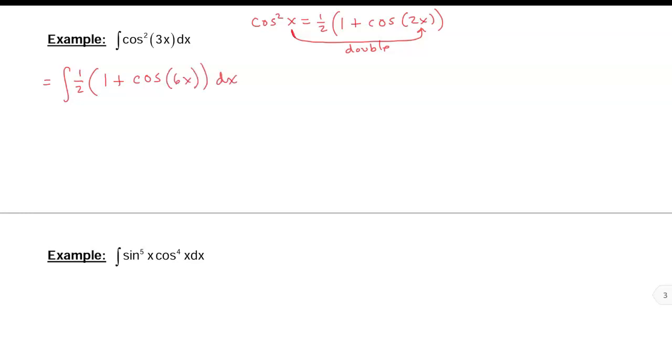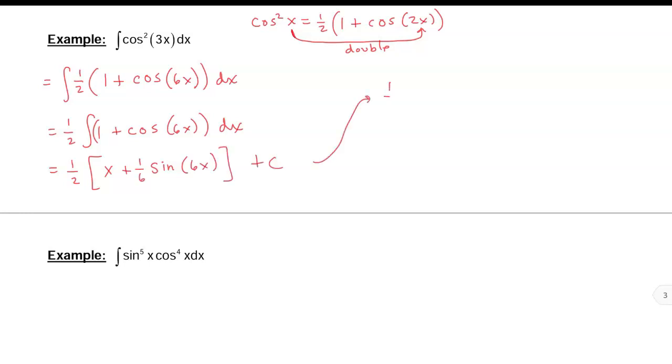Let's put that 1/2 out front, and we'll take the antiderivative. So the antiderivative of 1 is x. The antiderivative of cosine 6x is going to be sine 6x with a correction factor of 1/6. So distribute the 1/2. 1/2 x plus 1/12 sine of 6x plus c.